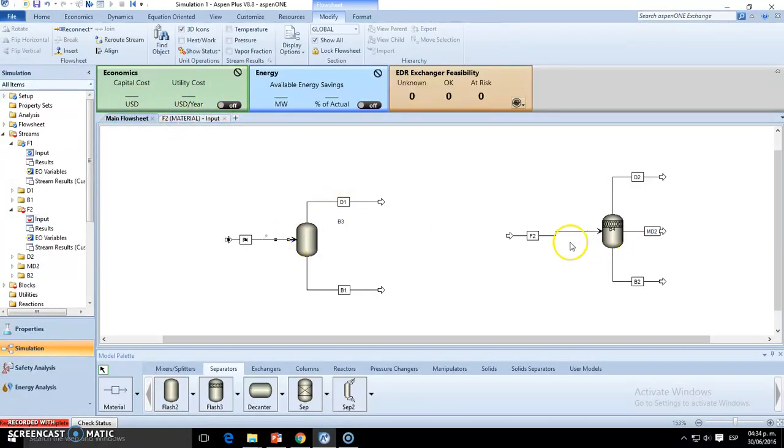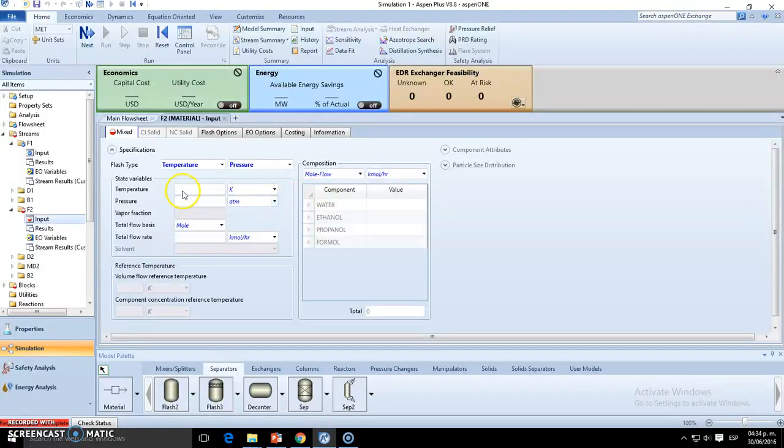It will be the feed number 2. So let's say we're at 30 Celsius degrees and we're at 1 atmosphere. The total flow rate, let's say it's 300 kilograms. Actually, let's do mass flow: 100 kilograms of water, 25 of ethanol, 75 of these, and 100 of these. So the total is 300. There should be no problem.